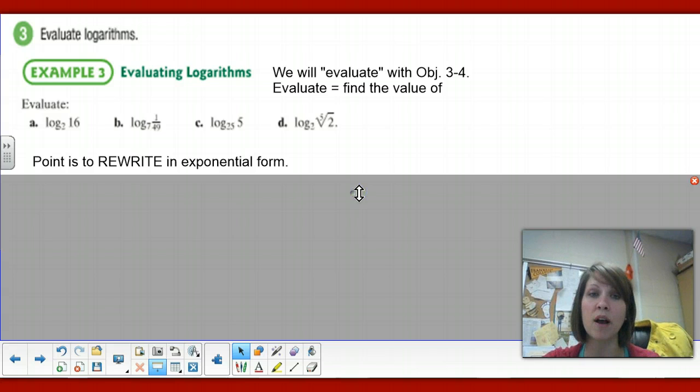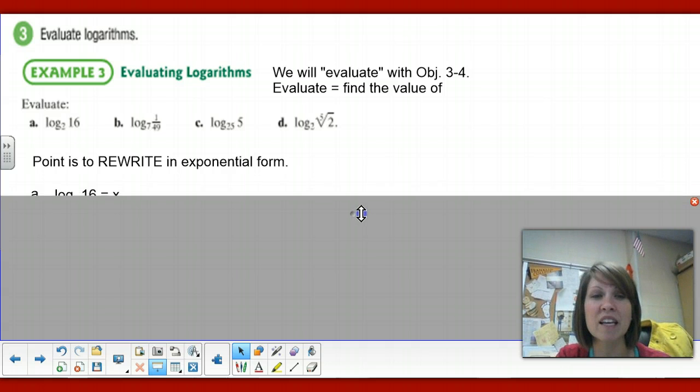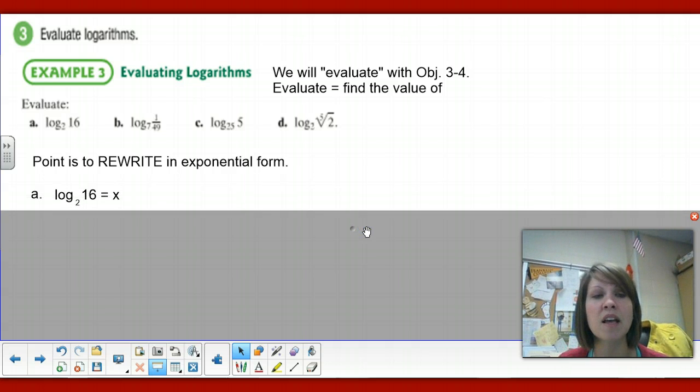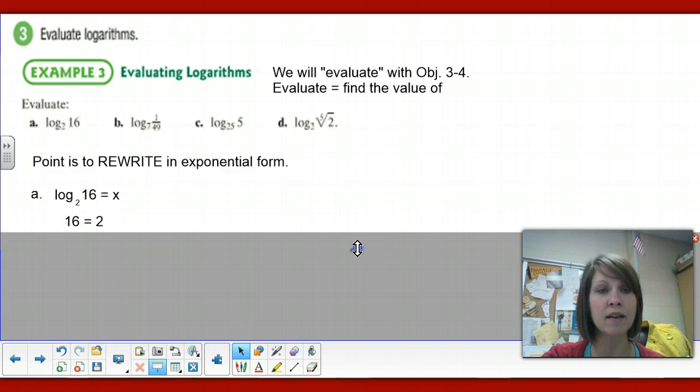The point for us is to rewrite part of this in exponential form. Actually, we're going to rewrite the expression in exponential form. But what we need to do that is an equation. So instead of saying the log 16 base 2 all by itself, I'm going to make that equal a certain value. We don't know the value, so I'm just calling it x. You can call it whatever you want. Okay, so once we have it written as the log of 16 base 2 equals x, we can rewrite that.